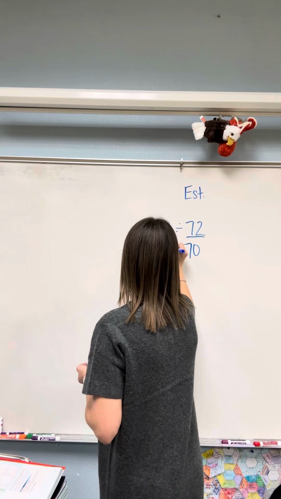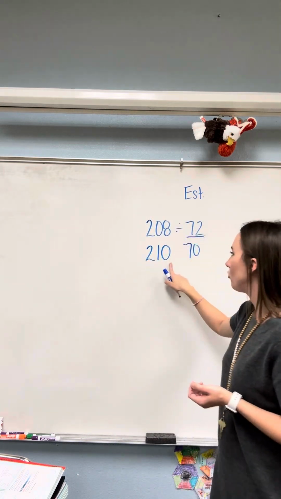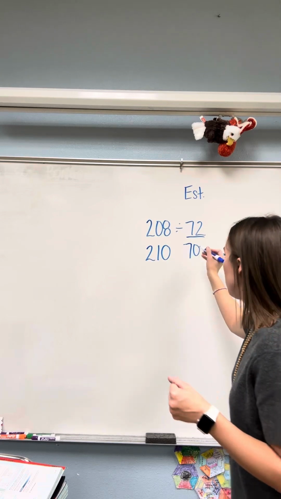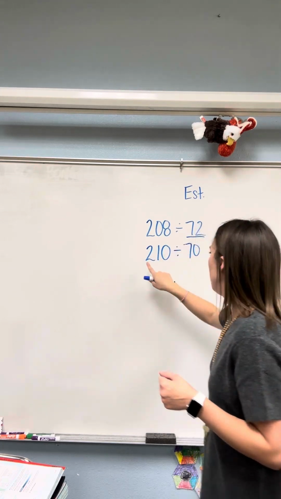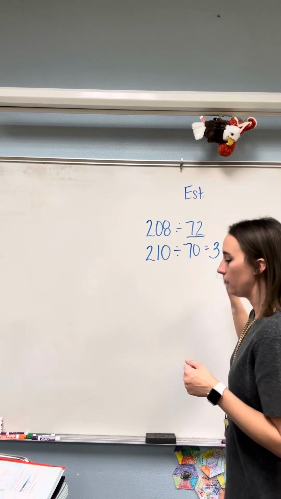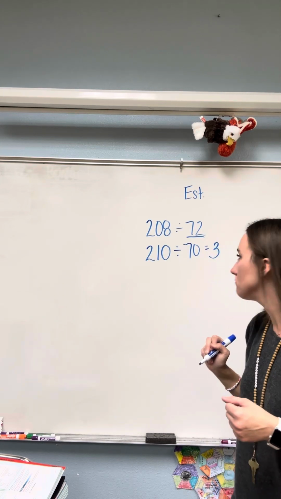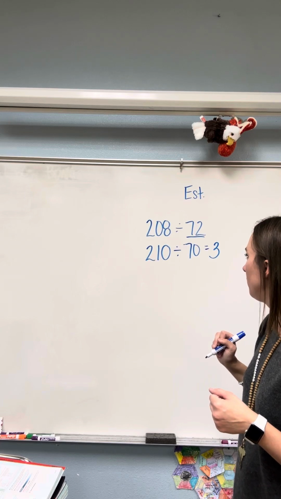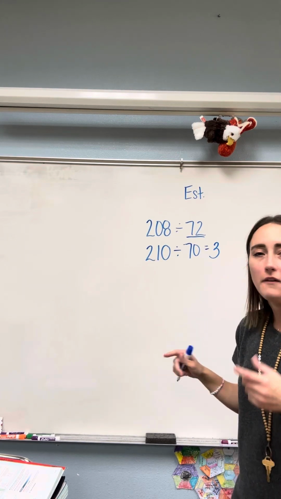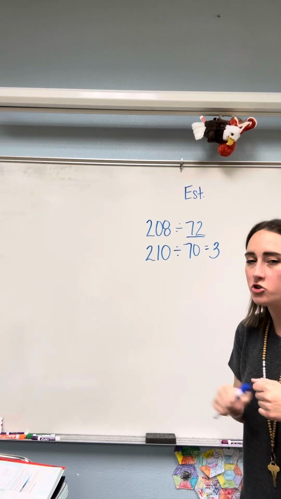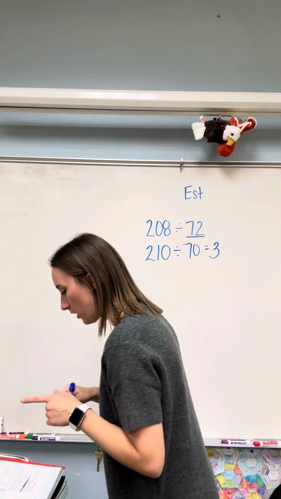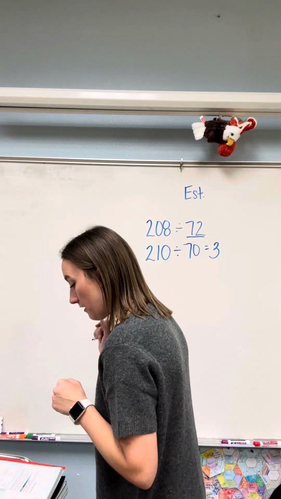So now I have 21, add my 0, so that's 210. Y'all still with me? Thumbs up. Good. Divided by 70. So 210 divided by 70 is going to give me 3. All right. That's probably going to be your best estimate. If you get something different, check your work. Make sure it works.